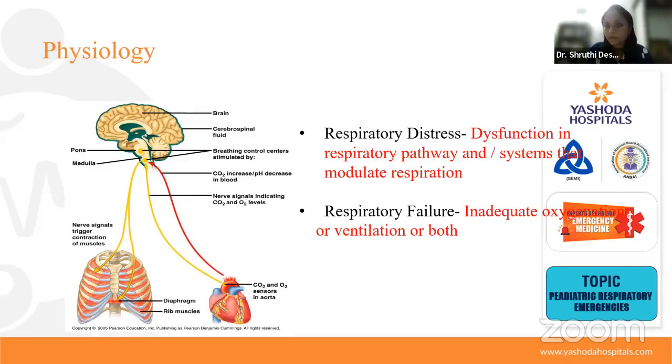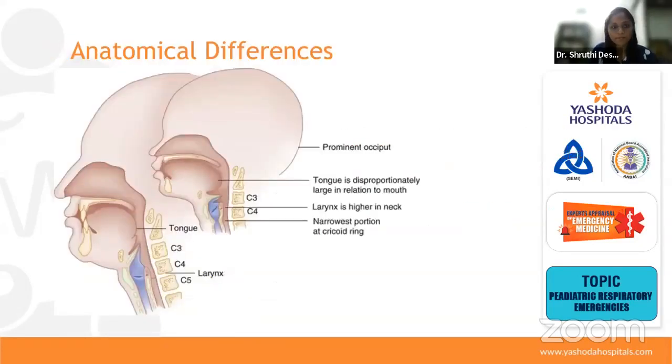Coming to the basic physiology, there are chemoreceptors located in the arch of the aorta as well as the carotid sinus. These peripheral chemoreceptors detect hypercarbia, hypoxemia, and decreased pH in the blood, and give afferent signals to the medullary respiratory center of the brain, which again gives efferent signals to the chest wall to stimulate respiration. So dysregulation in any part of the pathway would lead to respiratory distress.